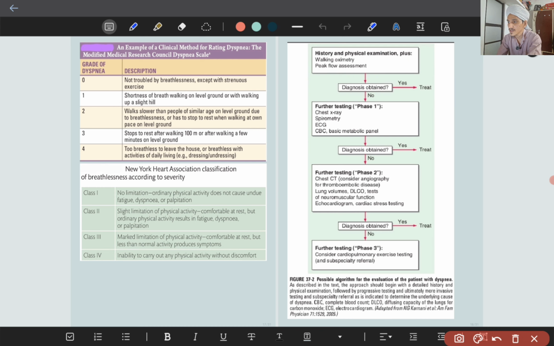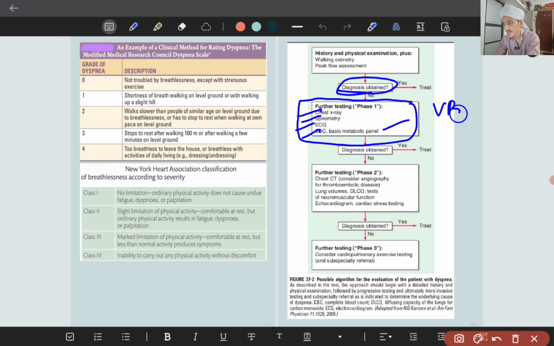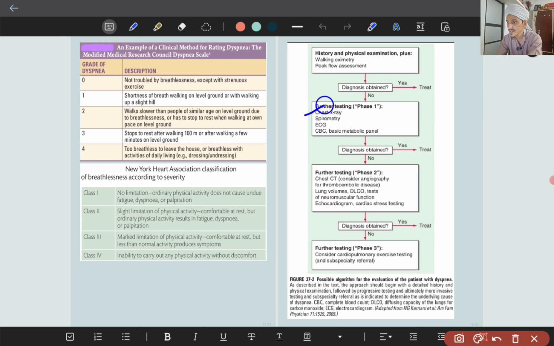If you don't get a diagnosis by history and physical examination, then you need the first line investigations for breathlessness. And what are those? Chest X-ray, ECG, spirometry, CBC, basic metabolic panel. Along with that, as we have learnt in acute breathlessness, VBG you can do and NT-proBNP you can do in acute causes. Okay, so these are the first line: chest X-ray, ECG, CBC, basic metabolic panel and spirometry.